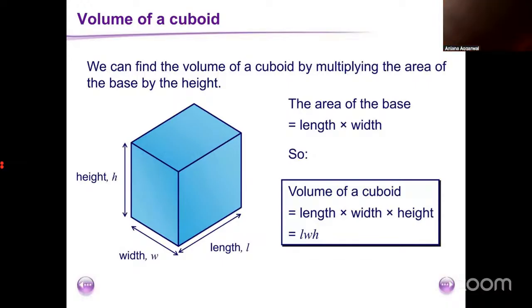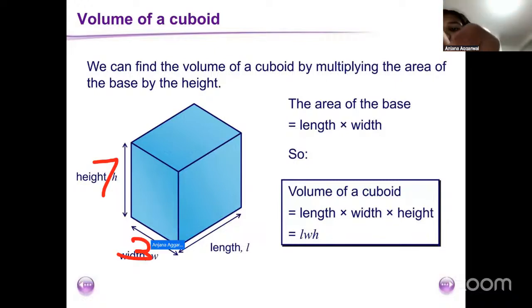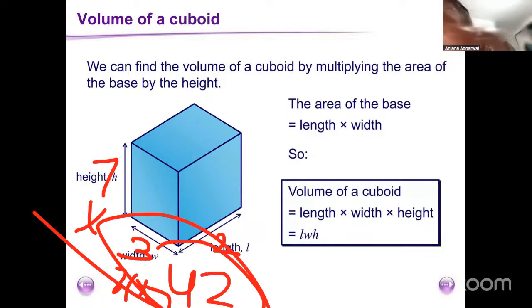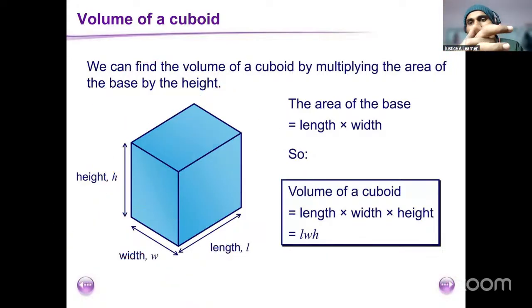So for this cuboid, if this was 7, this was 3, and this was 2 perhaps, then the answer would have been 42. 7 times 3, 21, times 2, 42. Great. Lovely. So that volume would fill the whole three-dimensional object, right? This is a cube. It can be cuboid or it can be even cylinder, right?